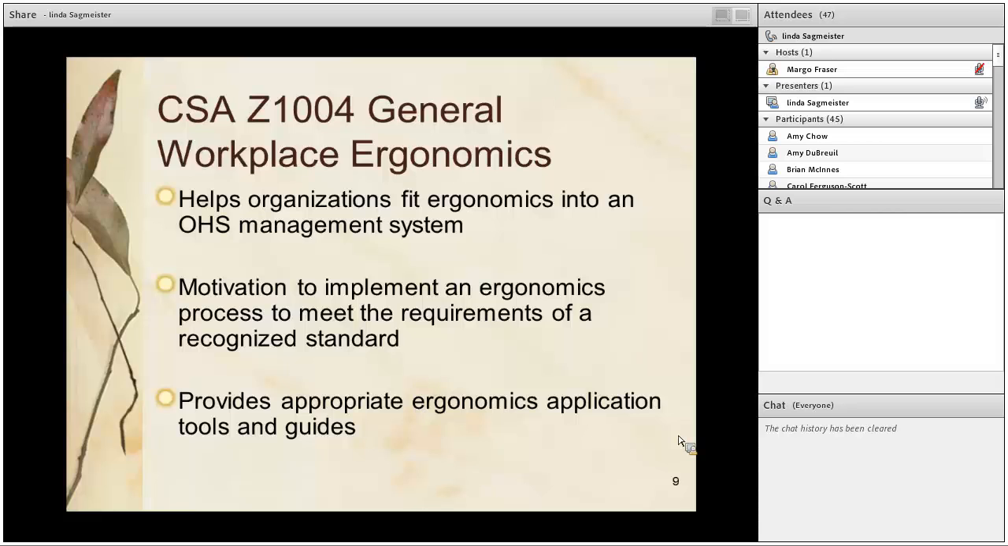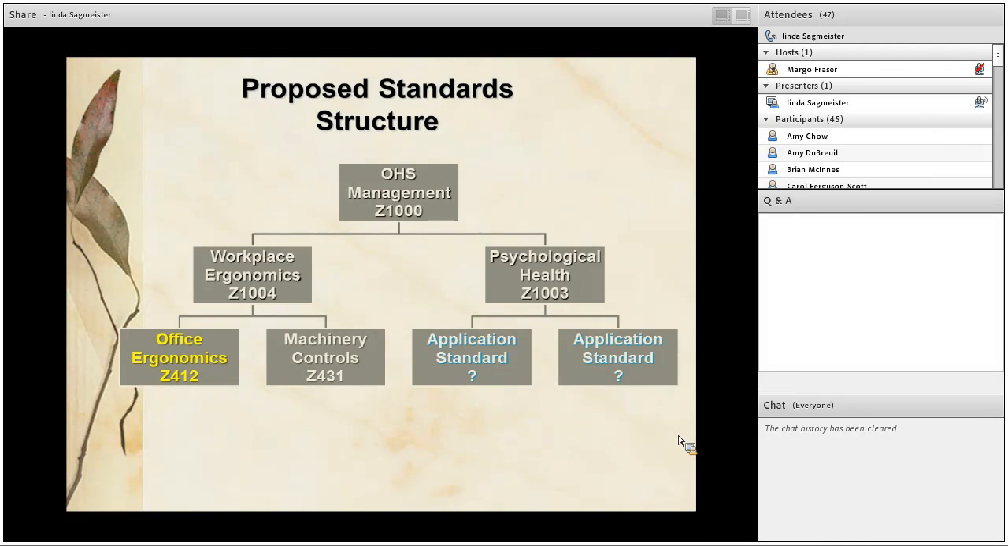Okay, you're probably wondering when I'm going to get to 412. I will get there. The Z1004, again, because of this structure, I wanted to let you know how the Workplace Ergonomics Z1004 standard works.